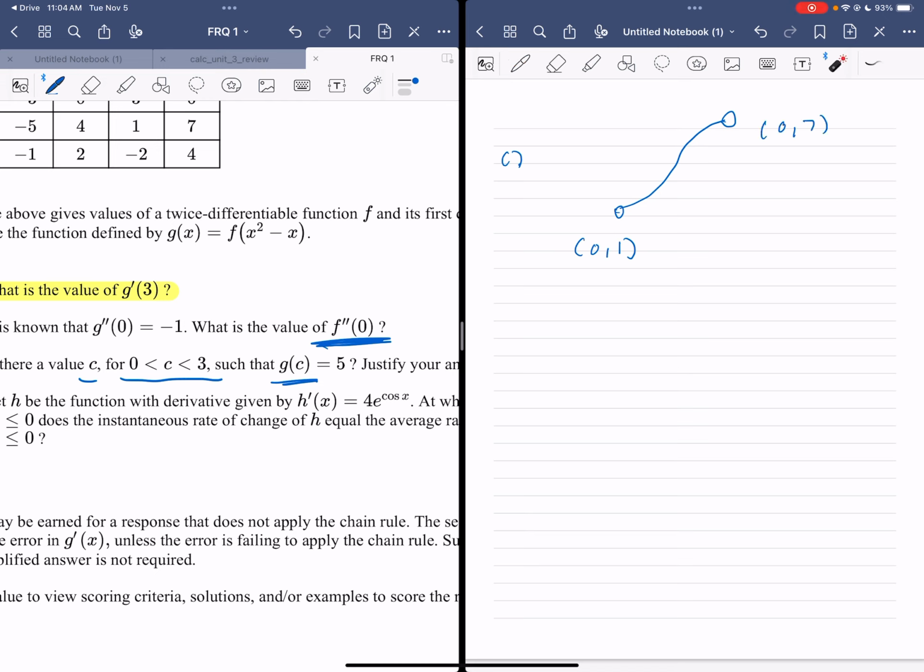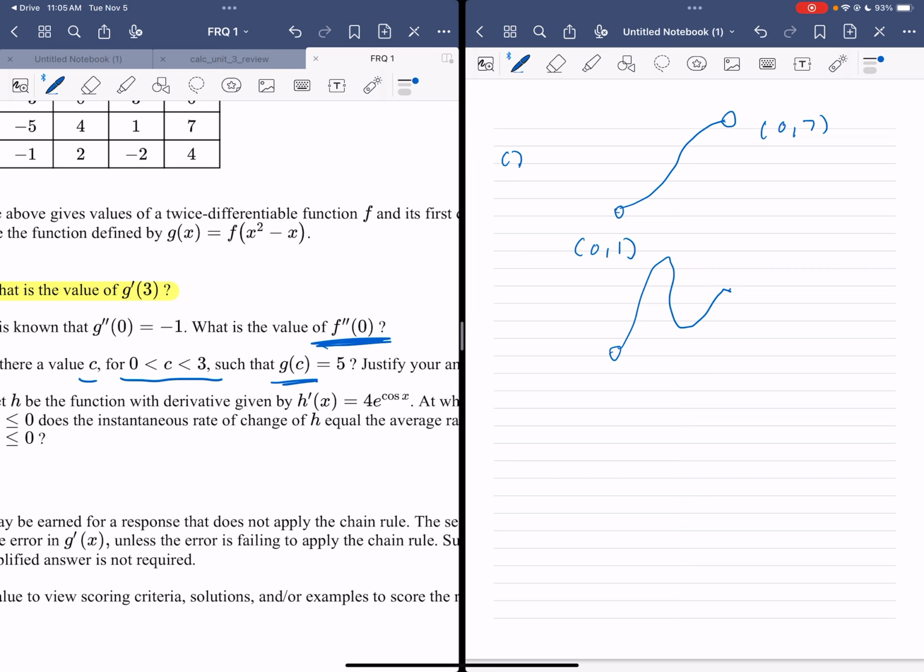And this question is asking, am I gonna have 5 somewhere here? Yeah, because do you see this is 1, this is 7? So somewhere it's gonna be 2, you will have 2, 3, 4, 5, 6. You will have somewhere that will have 5, right? Because it's connected.